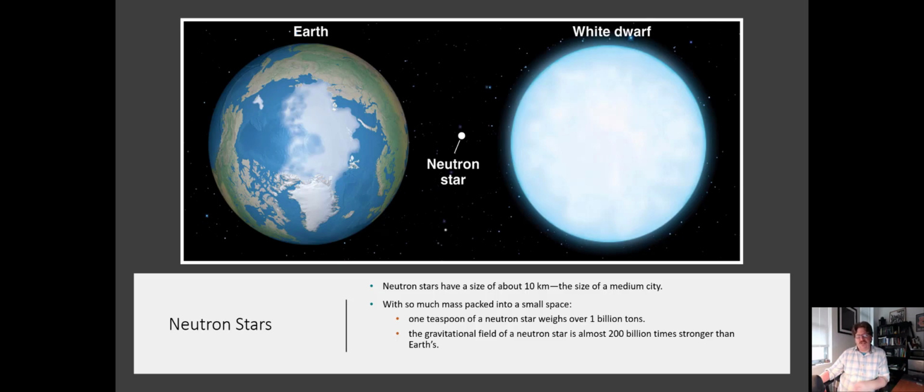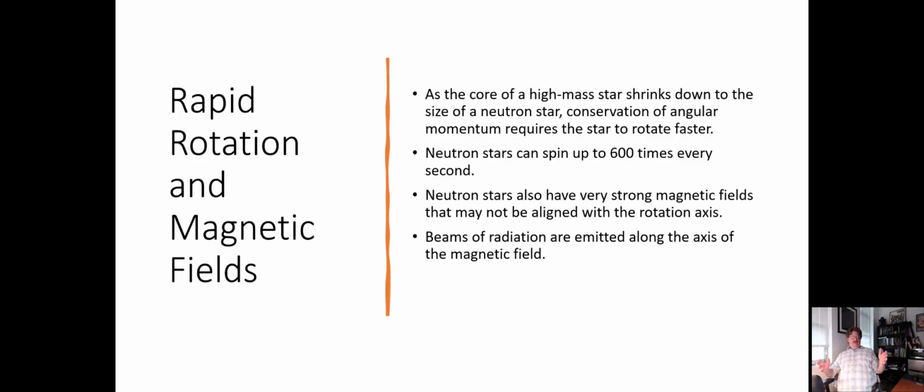Now, the density is such that if you were able to take material off of the neutron star, 1 teaspoon would weigh over 1 billion tons. And again, the gravitational field is 200 billion times stronger than the Earth's, but also the magnetic field is much stronger. Now, why am I harping on the magnetic field? Because neutron stars can also look like another type of object.